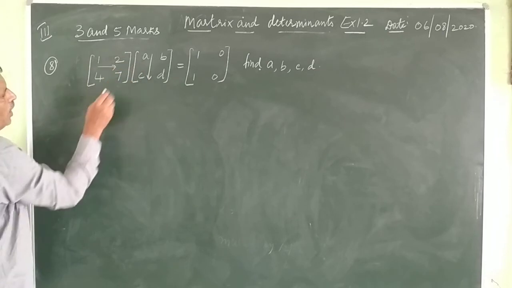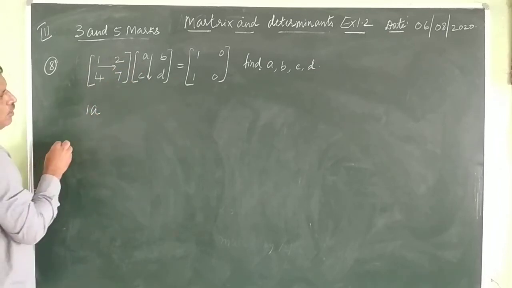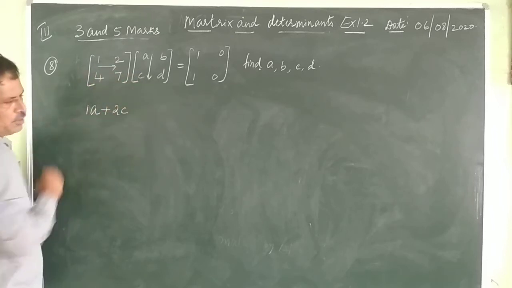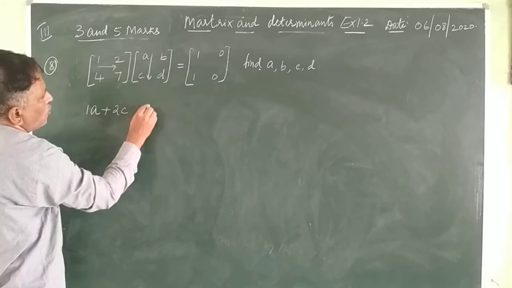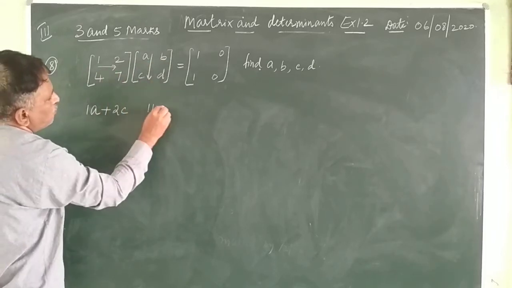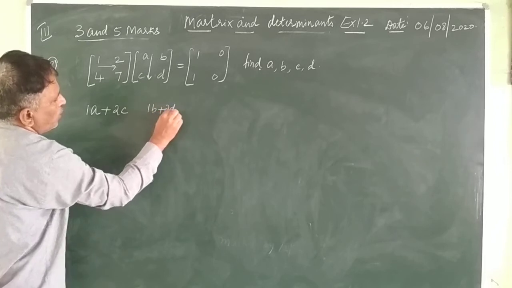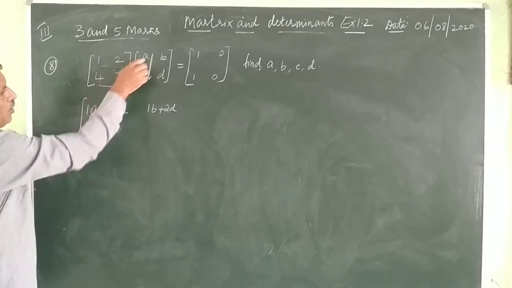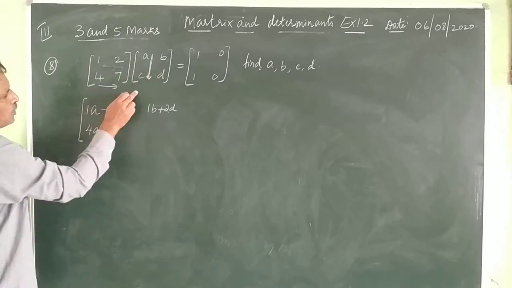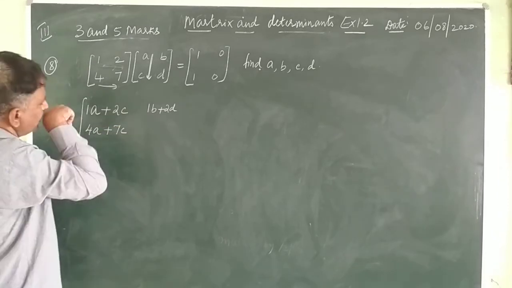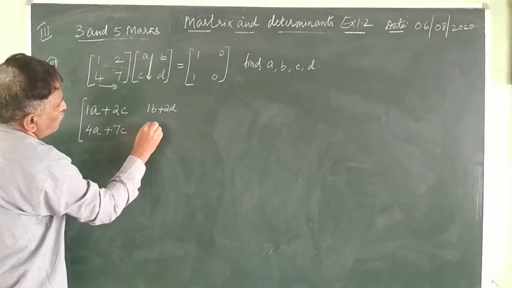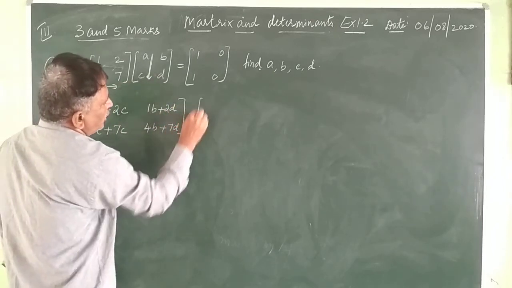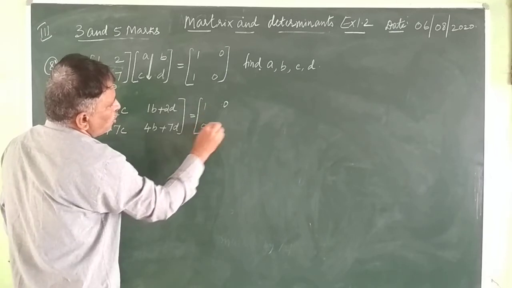So 1 into A, 1A. Plus into plus, plus, 2 into C, 2C. Next, 1 into B, 1B, plus 2 into D, 2D. Next, 4 into A, 4A, that is second row, first column, plus 7C. Next, 4 into B, 4B, plus 7 into D, 7D. So this is equal to [1, 0; 0, 1].